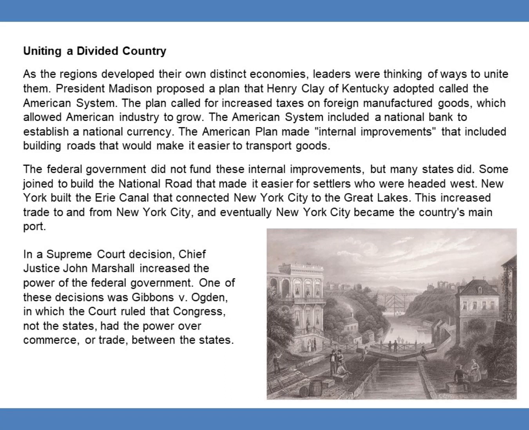In a Supreme Court decision, Chief Justice John Marshall increased the power of the federal government. One of these decisions was Gibbons versus Ogden, in which the court ruled that Congress, not the states, had the power over commerce or trade between the states.